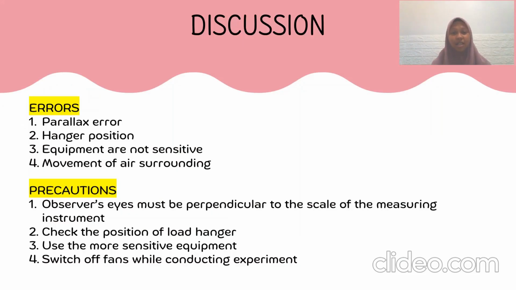So for the next discussion, I need to justify what the differences for our experiments are. First, the errors. The errors that we made are the parallax error and the hanger position. Next, the equipment is not sensitive. The last one is the movement of air surrounding. But the precautions that we need to take are, first, the observer's eyes must be perpendicular to the scale of the measuring instrument. Next, we need to check the position of the load hanger. The third is we use more sensitive equipment. And the last one, we switch off fans while conducting the experiment.